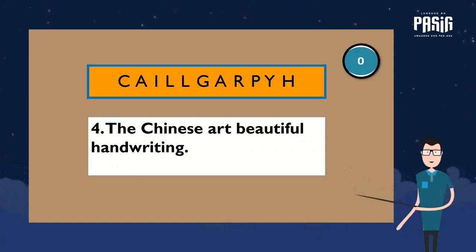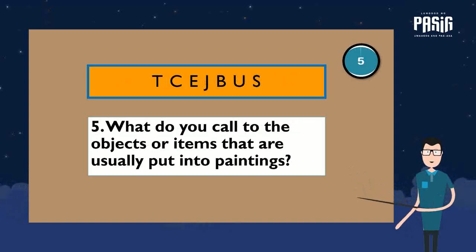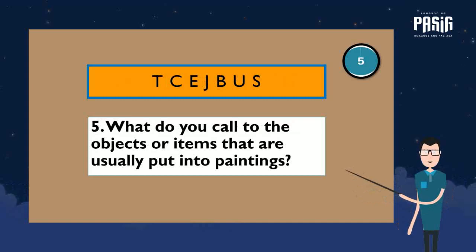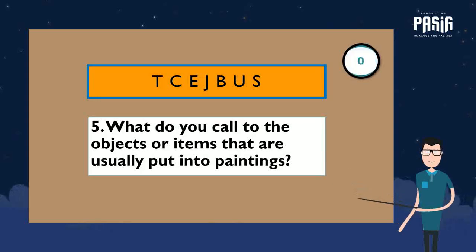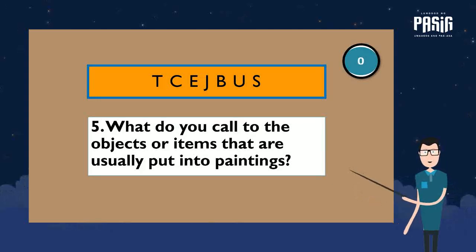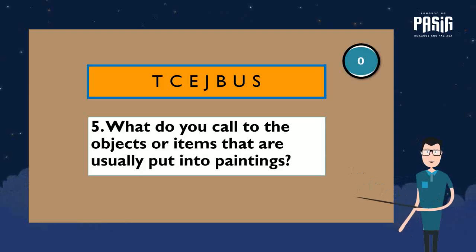Time is up. Let's have our last item, number 5. What do you call the objects or items that are usually put into paintings? You have 5 seconds. Time is up. Now let's check your answer.